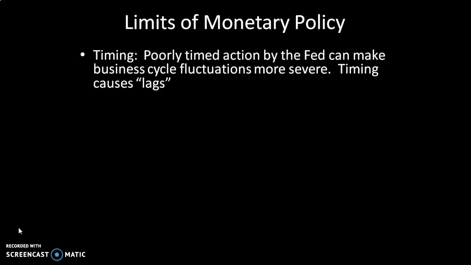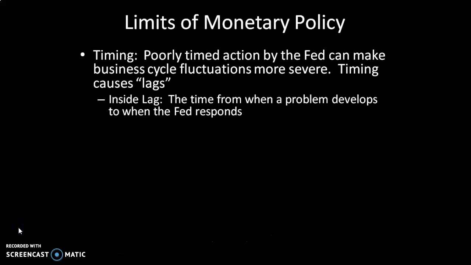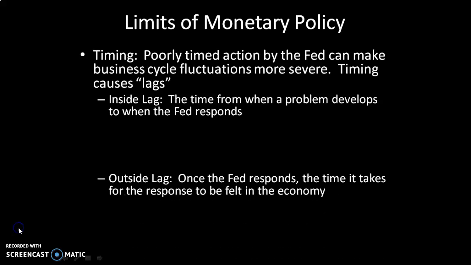Timing causes lags, and let's see how this works. There's such a thing as an inside lag, and the inside lag is the time from when a problem develops to when the Fed actually responds to it. So let's say that you're starting to have an economic slowdown. That might not be readily apparent to everyone right away, and so it takes a little time to realize that we're at the start of an economic slowdown. And it might take the Fed a little bit of time then to respond to that economic slowdown. So that period of time from when the problem begins to when the Fed responds is called the inside lag.